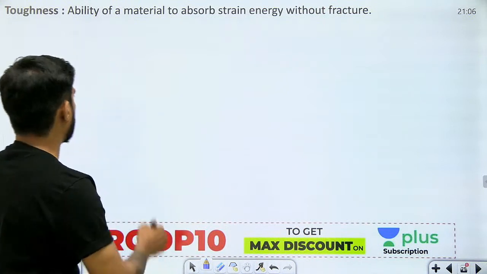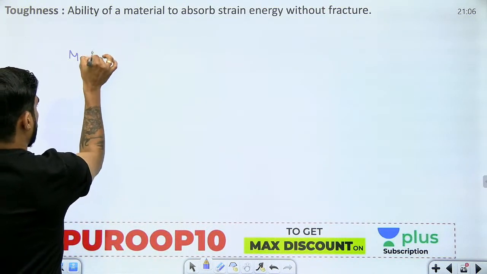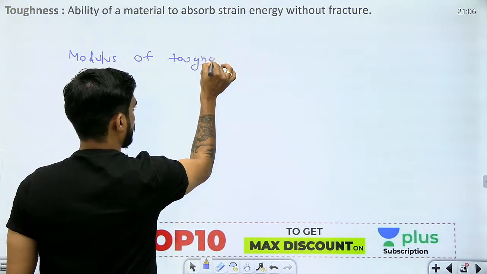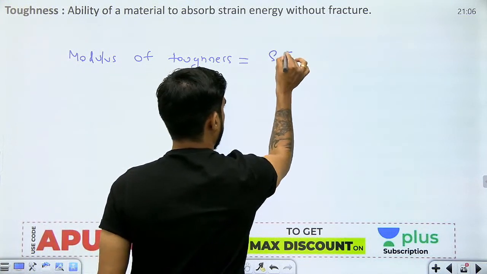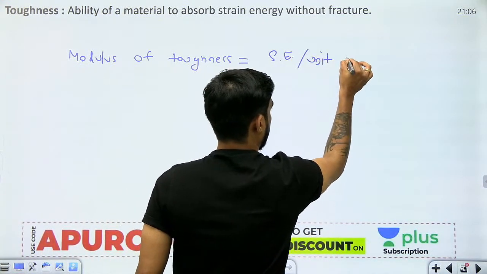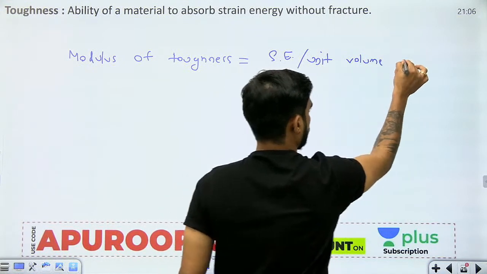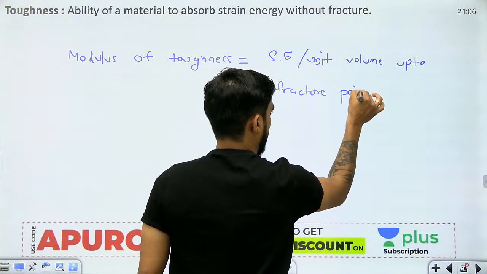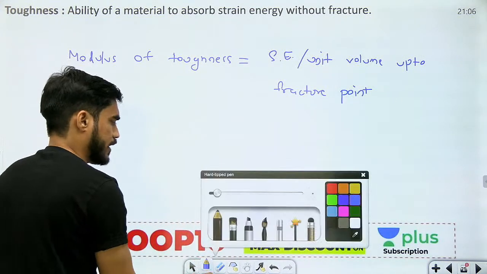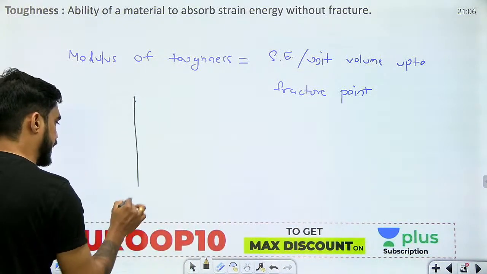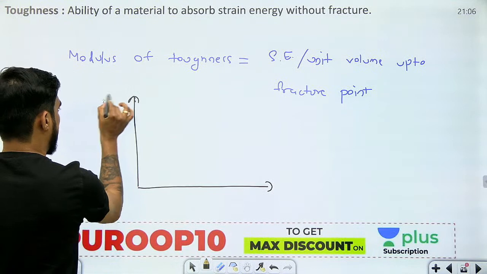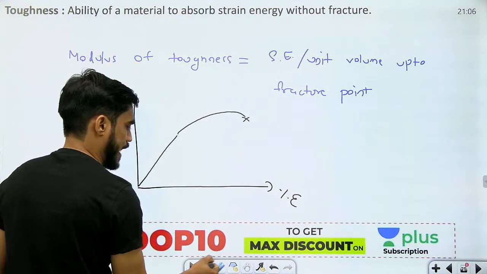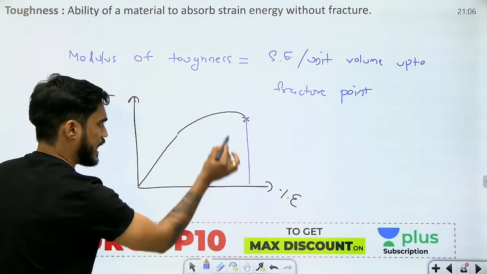Okay. Now beta, here also, in order to calculate toughness, there is modulus of toughness, which will be equal to strain energy per unit volume up to fracture point, right? And how are you going to calculate it? By area under stress strain curve, right? And this time you have to find the total area.